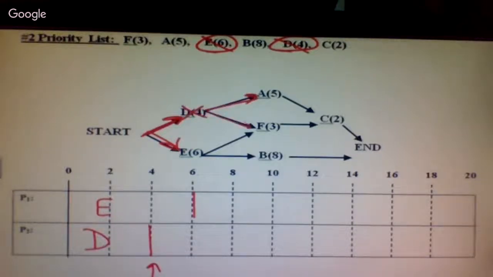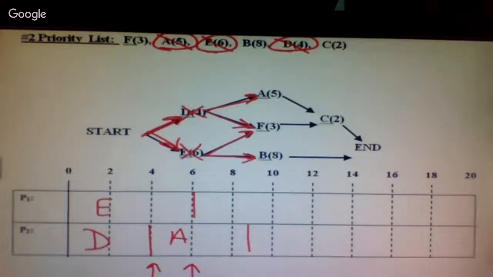D leads into A and into F. What is ready now? A. Again, F is not ready because D and E both lead into it. So A can be scheduled next. That takes me to 9. At 6, we finished with E. E leads into F and B.